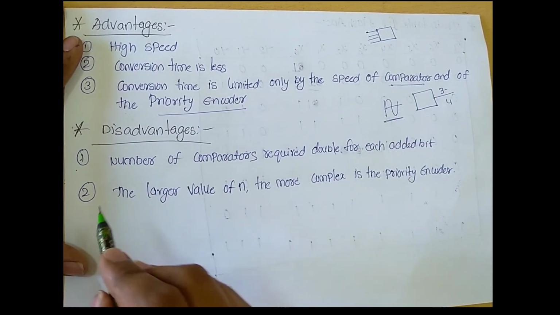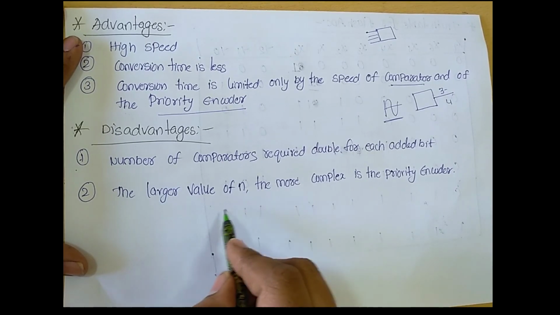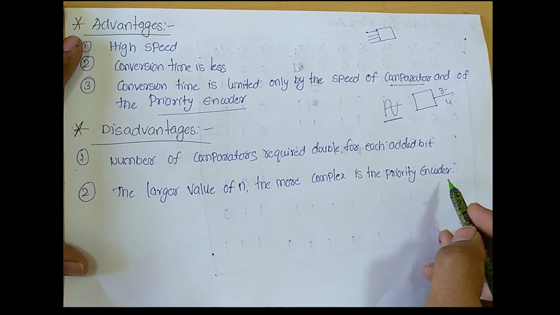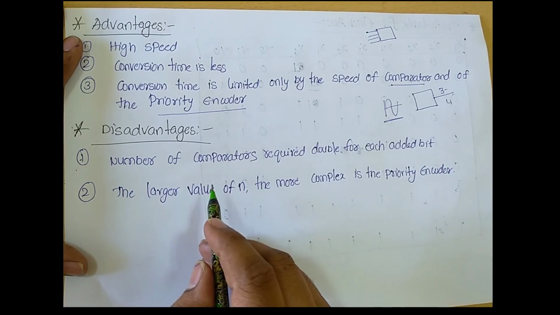Okay, and the other disadvantage is that the larger the value of n, the more complex is the priority encoder. Okay, so these are the disadvantages of the flash type ADC.